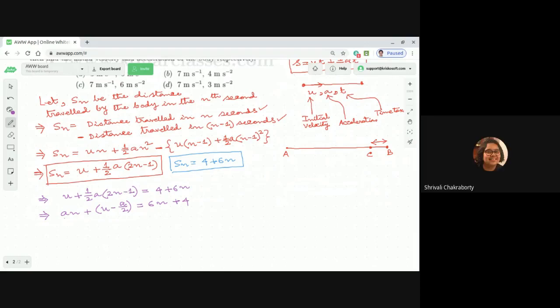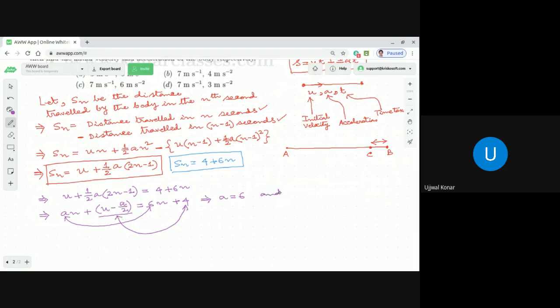Correct? So now this is an identity. As it is an identity, it is going to be true for any value of n, or the other way we can say the coefficient of n in the left hand side should be equal to the coefficient of n in the right hand side. Got it now, sir? So that means we can say a is equal to 6. And the constant term, that is u minus a by 2, should be equal to the constant term in the right hand side, that is 4.